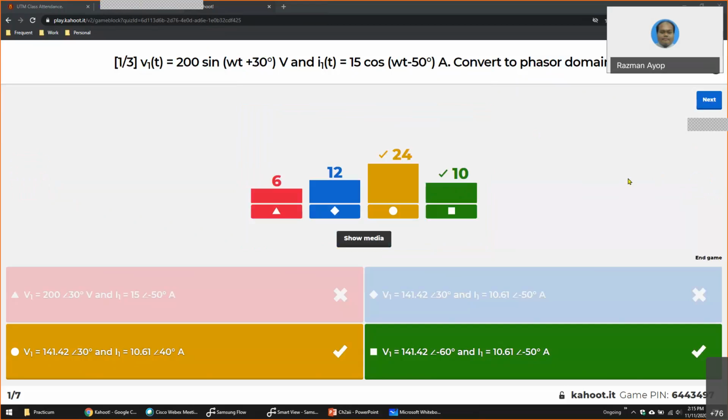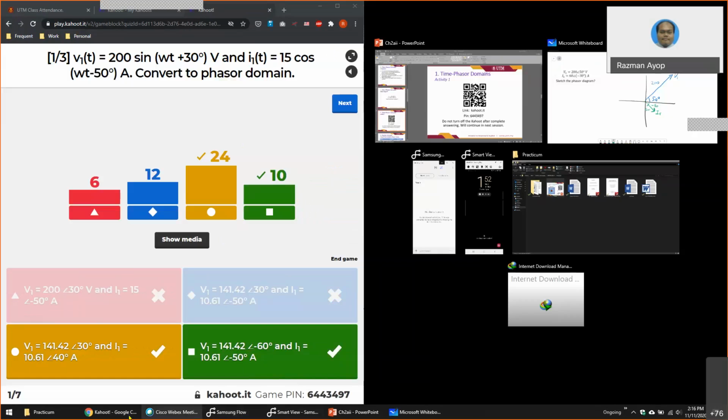Okay, time's up. So most of you convert cos to sine. Also, you can convert it to cos. The green one is the answer if you convert sine to cos. I'll show you how to do this.